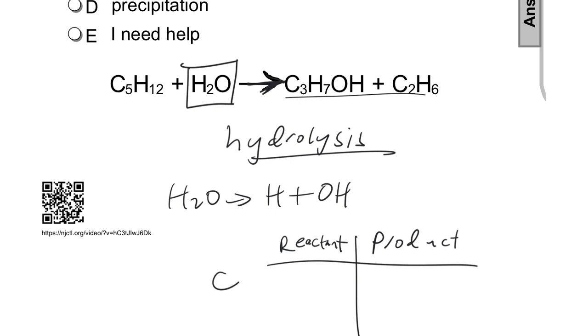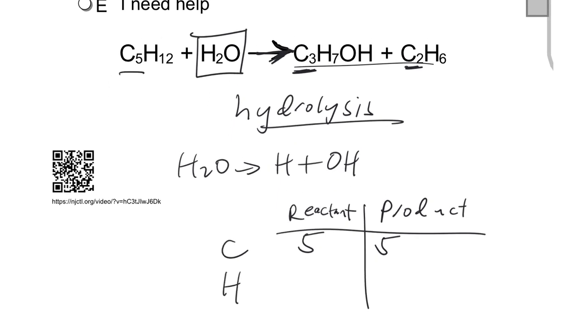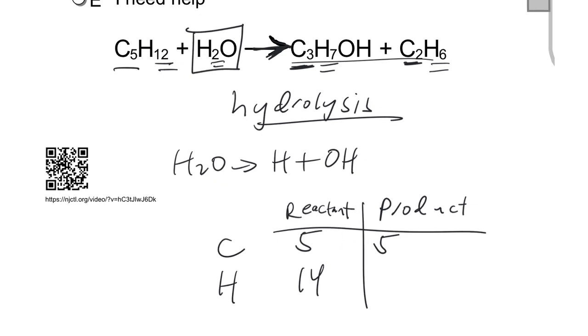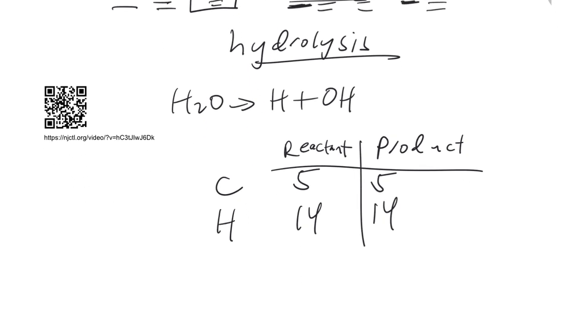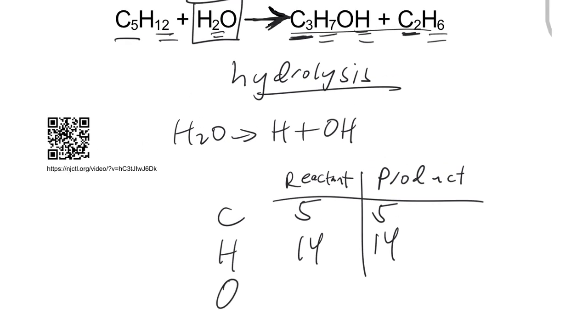So reactants, carbon, how many do I have? 5. How many do I have over here? 1, 2, 3, plus 2 is 5. Okay, hydrogen on the left side: 12 plus 2 is 14. How many on the right side? 7 plus 6, plus 1 right here, is 14. Okay, what's left? Oxygen. We have one oxygen over here and one oxygen over here. So 1, 1. It's a conservation of matter.